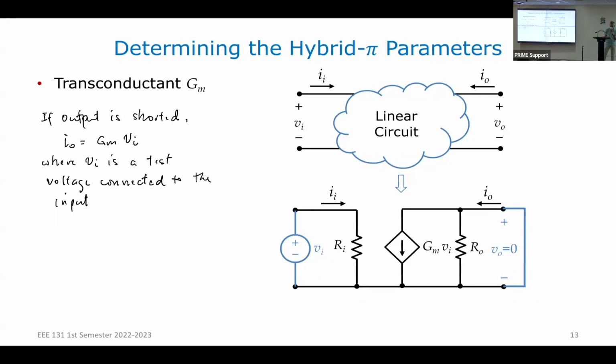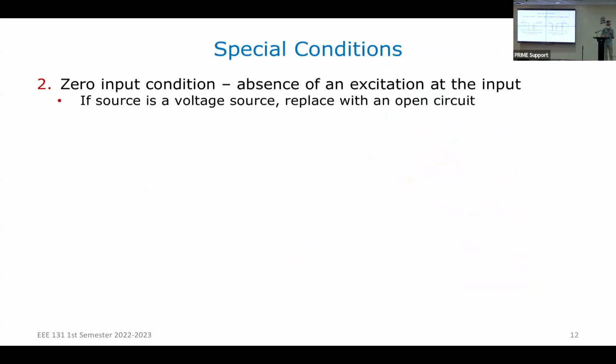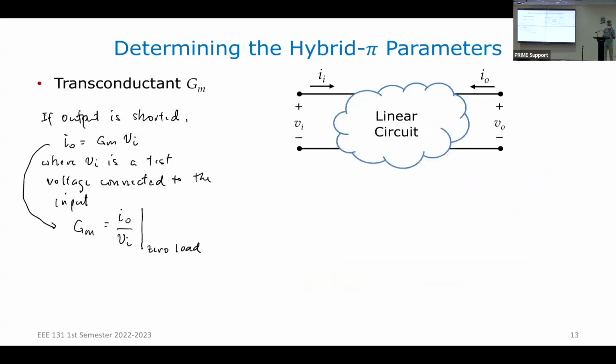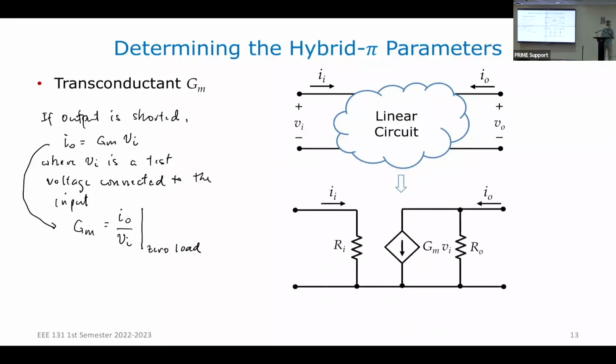Okay, from here, what is gm? gm is equal to I sub O over V sub I, no? My test voltage. This is at zero load. So zero load is no load, no? No load condition. Maybe I should use the same term, no? This is at no load. That is the value of g sub m. Okay. So I have to apply this test voltage and I have to short the output.